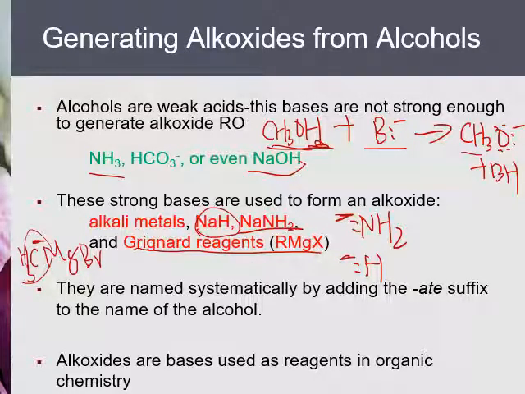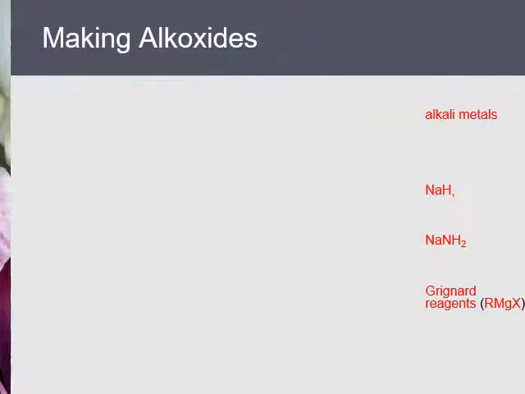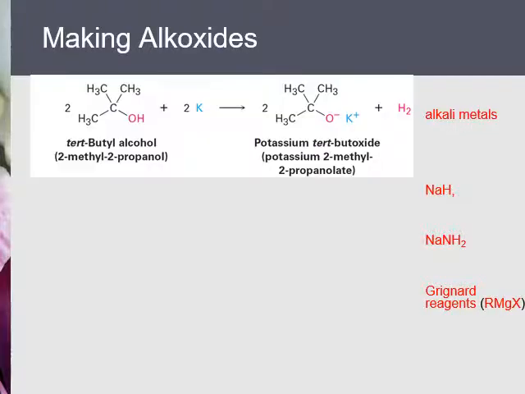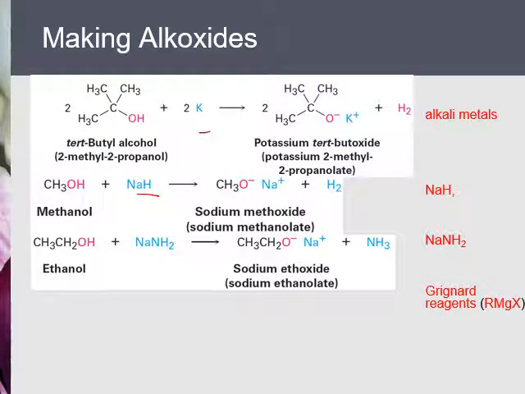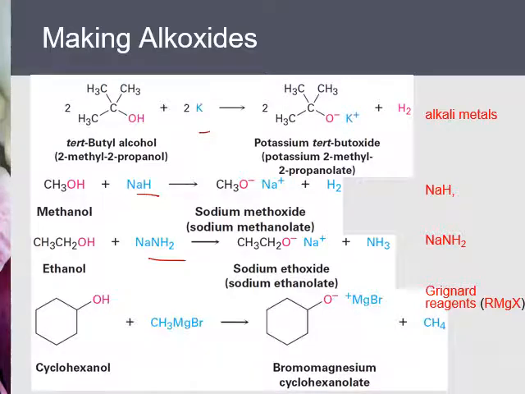The alkoxide that forms is also a good base, similar to hydroxide, and alkoxides are widely used in organic synthesis. Here are some examples of making alkoxide. You can use metals, hydride, amide, or Grignard reagent.